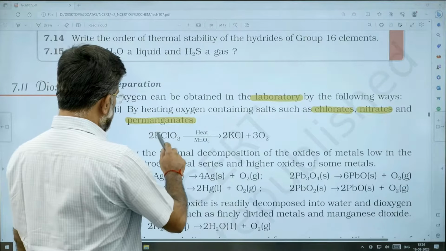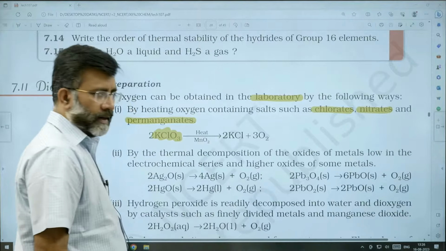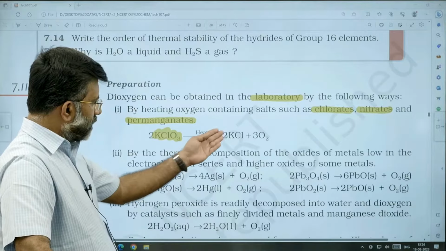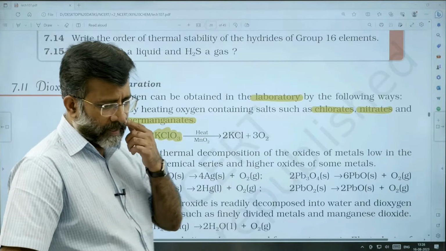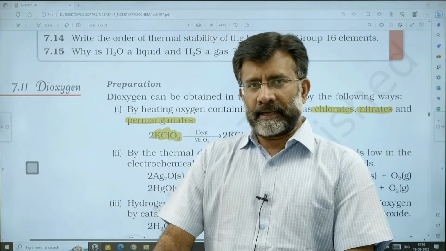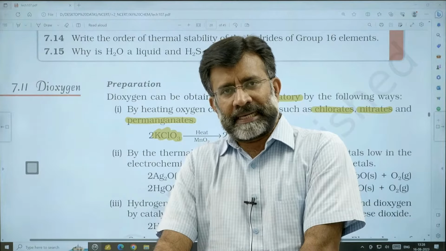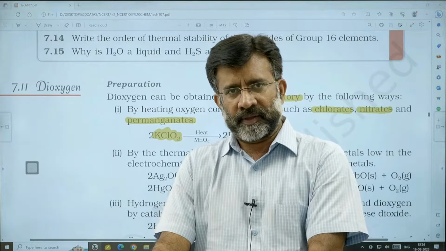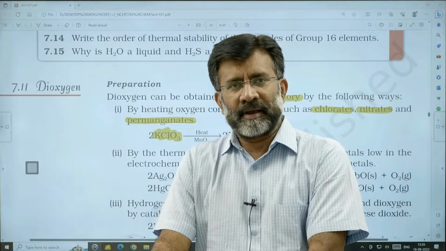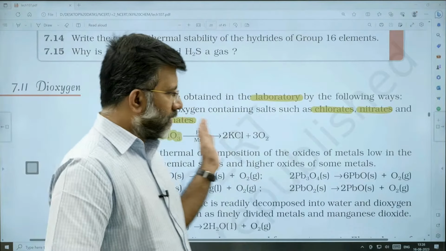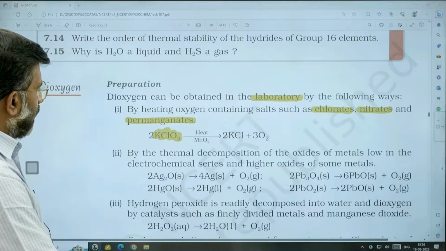One reaction given is KClO3 decomposing, giving KCl and liberating oxygen. An intra-redox reaction, all of you know. Similar reactions can be carried out with metal nitrates. Metal nitrates on heating, you get oxygen liberated. Permanganate can liberate oxygen, right? Only one reaction is written; the rest of the reactions you can try writing.